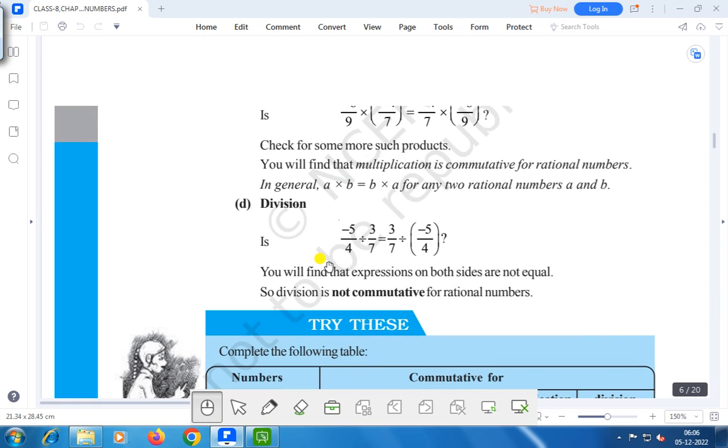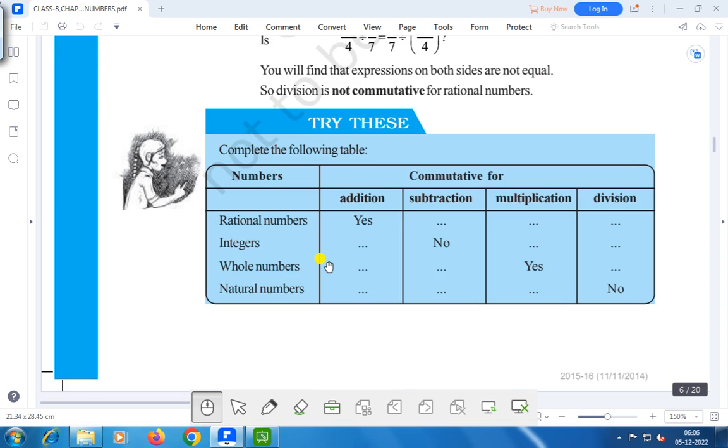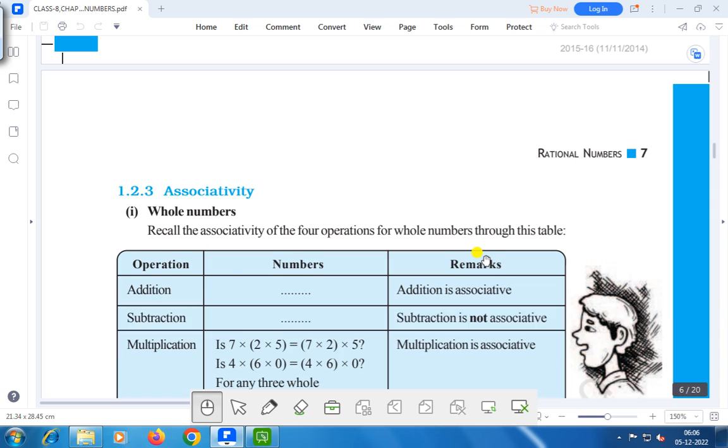Division is not commutative for rational numbers, right? We have done this. That is, we have to complete the following table: commutativity, rule, addition, subtraction, multiplication, and division.